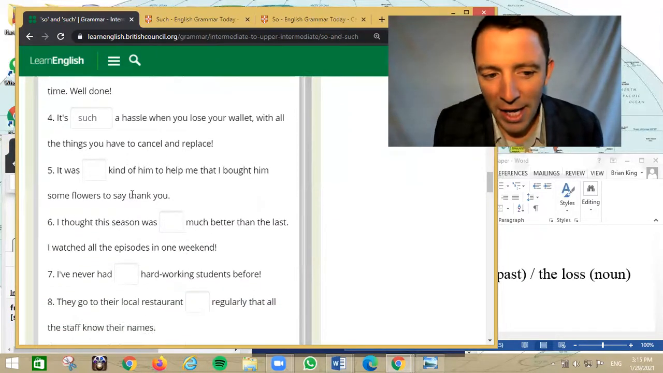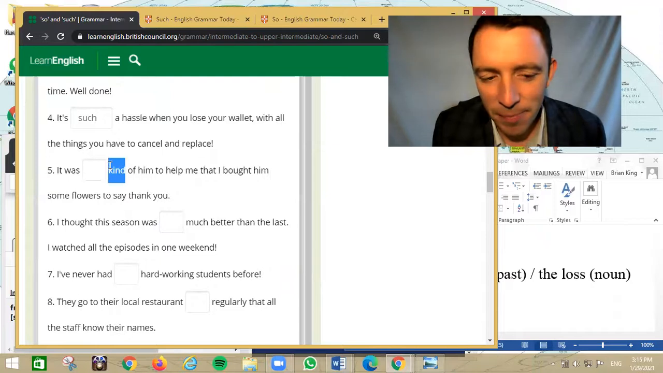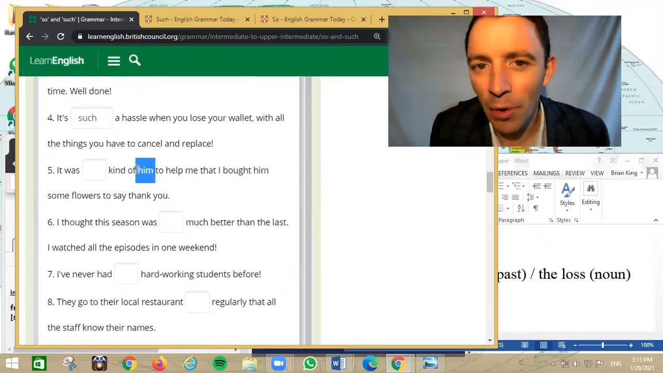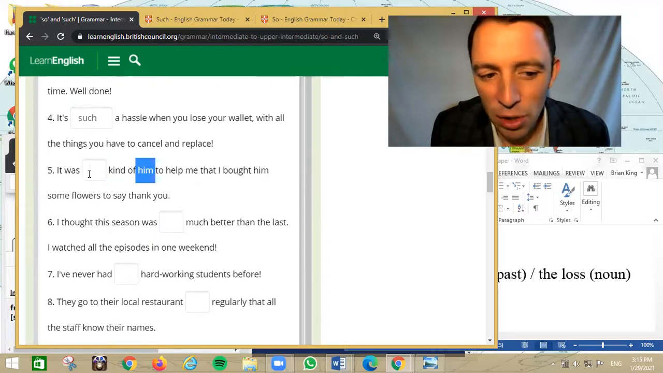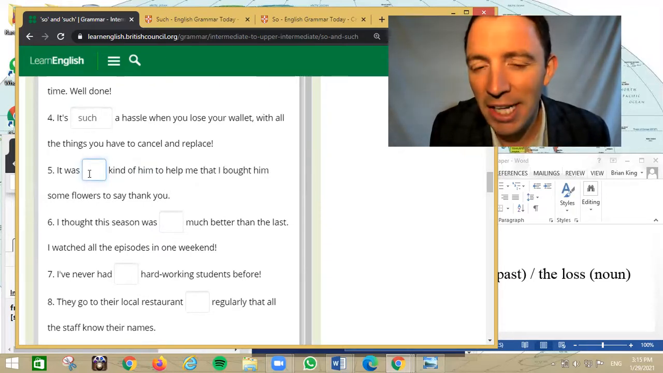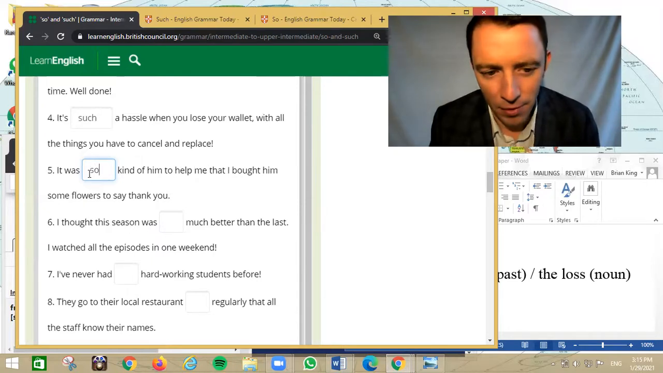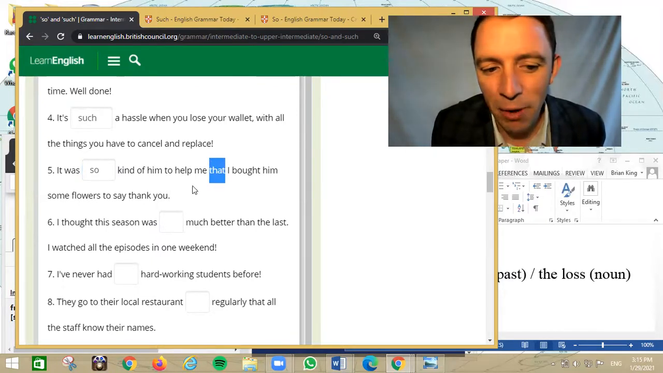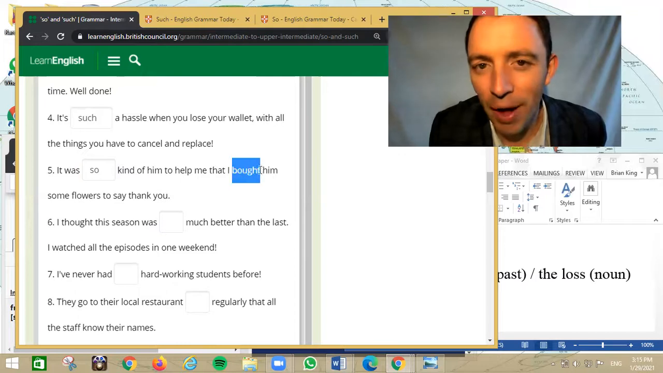Number 5. Okay, so kind is the adjective. Him is the object pronoun, so it's not the substantivo. So because of this, to intensify the adjective, we need so. Okay, again, the consequence, that. Because he was kind, the consequence of this, I bought him some flowers to say thank you. And the verb to buy is comprar, and in the past it's bought.